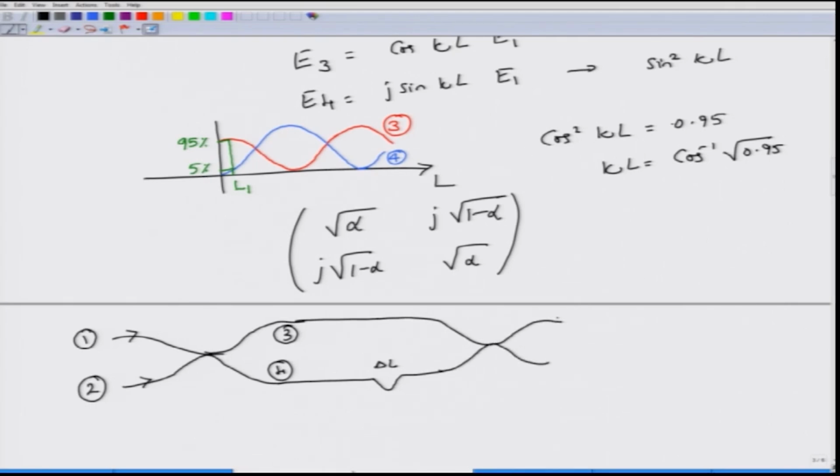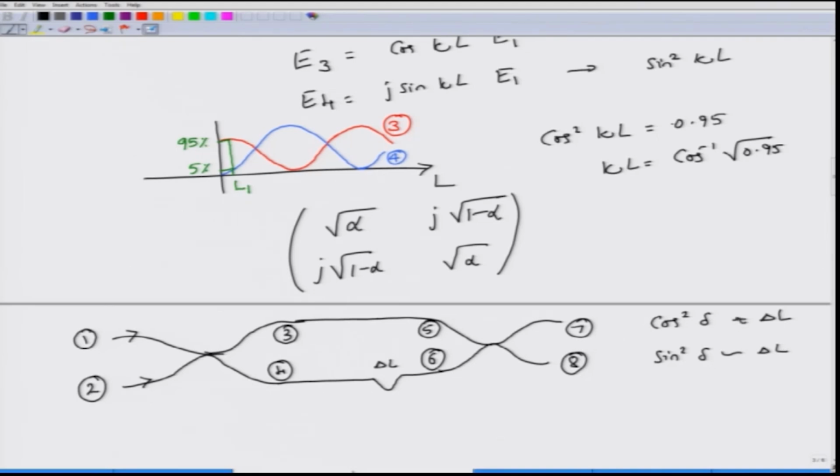You can combine these two outputs at ports, say, so this is 3 and 4, let us call this as ports 5 and 6. So, this port at the output we can call it as 7 and 8. You can then show that output in 7 and 8, when there is no input from port 2, will again go as cos square of delta, and this will go as sin square of delta, where delta is proportional to the path length difference.